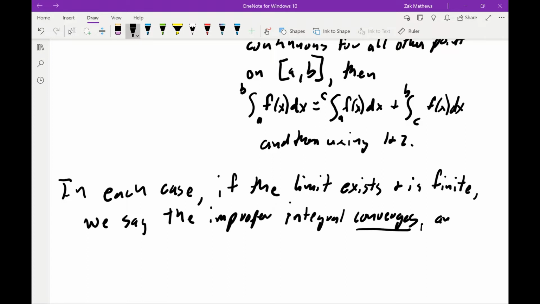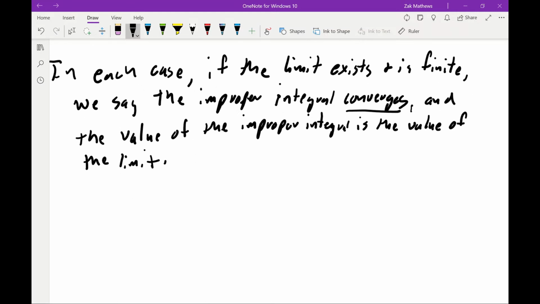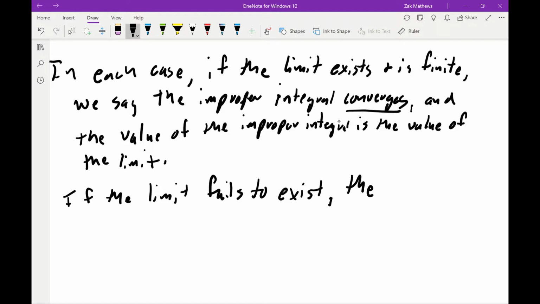And the value of the improper integral is the value of the limit. So whatever we get for that limit is the actual value of the improper integral. If the limit fails to exist, the integral diverges.